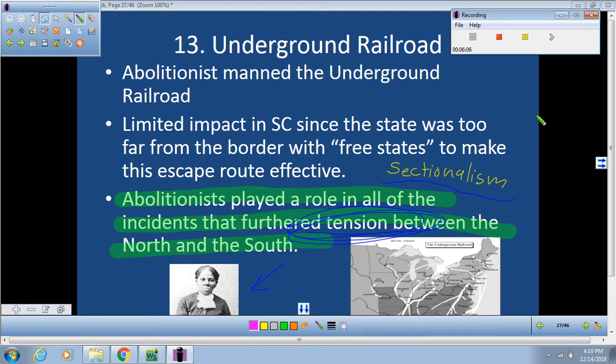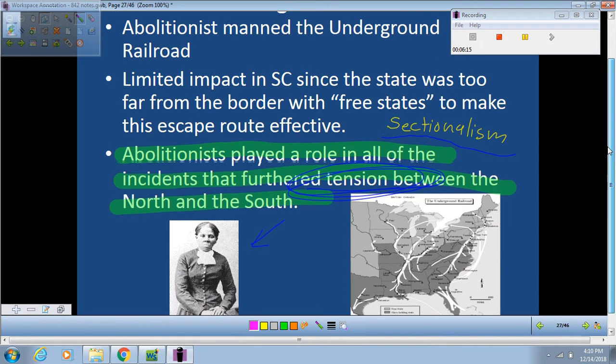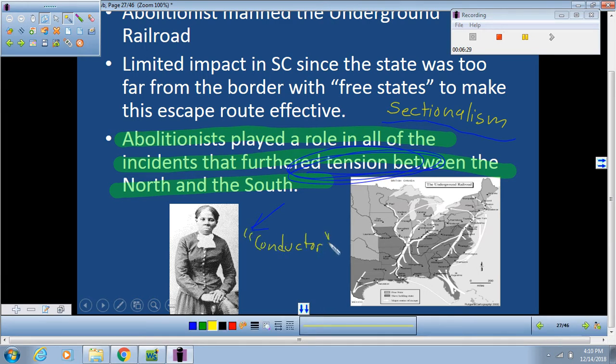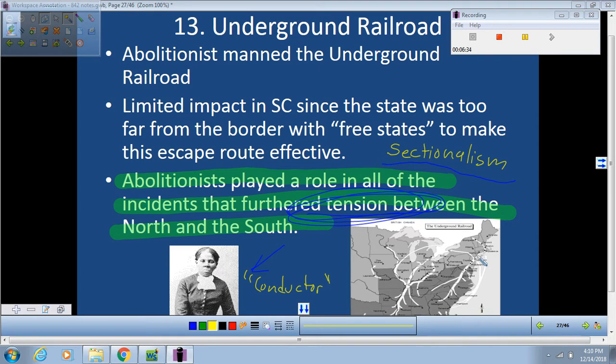We reviewed the Underground Railroad. The Underground Railroad was a secret network of passages by which slaves could escape to the North. Of course, this lady, Harriet Tubman, was famous for being a conductor, as she was called, on the Underground Railroad. The Underground Railroad would also cause sectionalism because the North was trying to help the slaves escape, while the South felt anything like this was basically thievery, stealing their property.